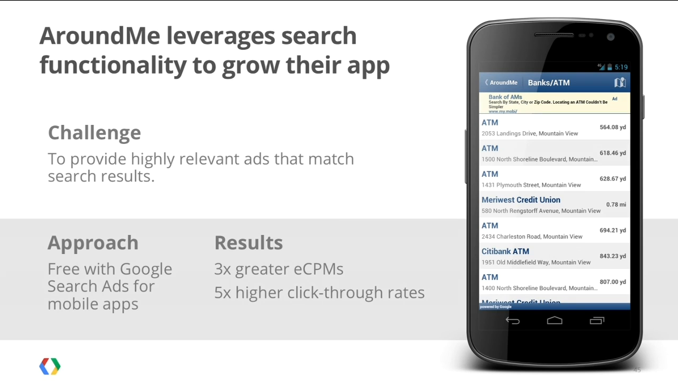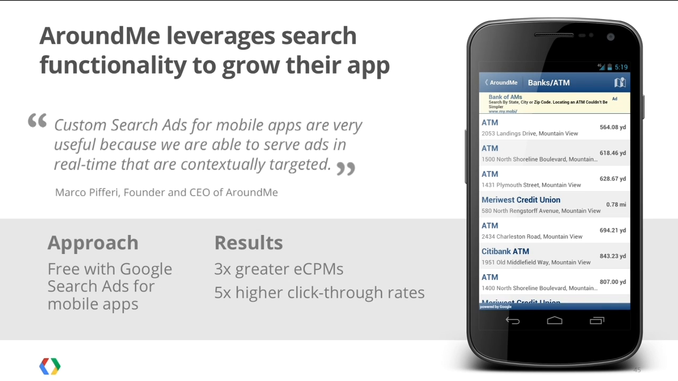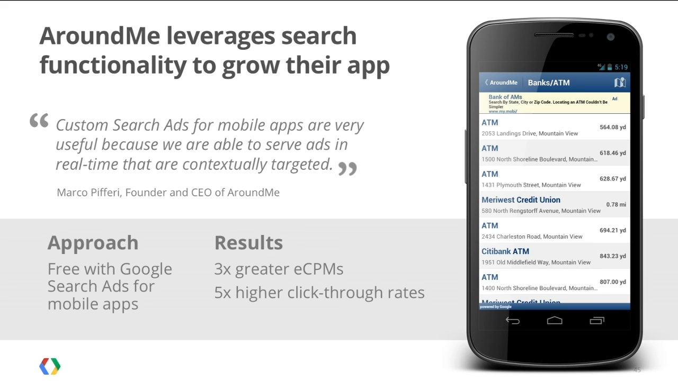By doing this, they were able to earn 3 times higher RPMs than they were for regular display ads, and 5 times higher click-through rates using these search ads. They're called custom search ads for mobile apps, and that's something you can learn more about at the Developer Sandbox tomorrow. So let's just talk for a few minutes.